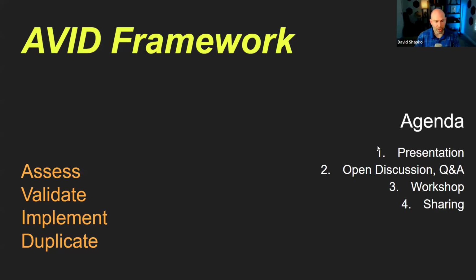So with that being said, the AVID framework stands for assess, validate, implement, and duplicate. And this is an automation feedback loop that you can implement in pretty much any business at any level of the business. And it's specifically around automation.